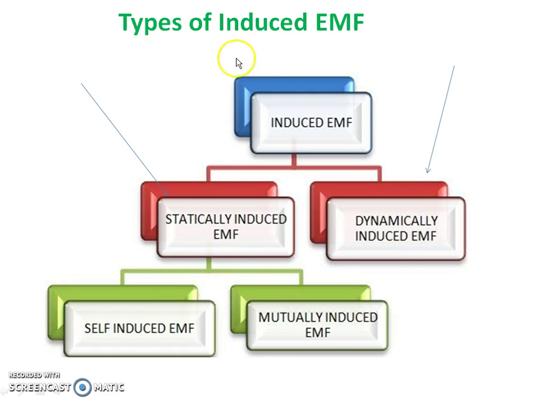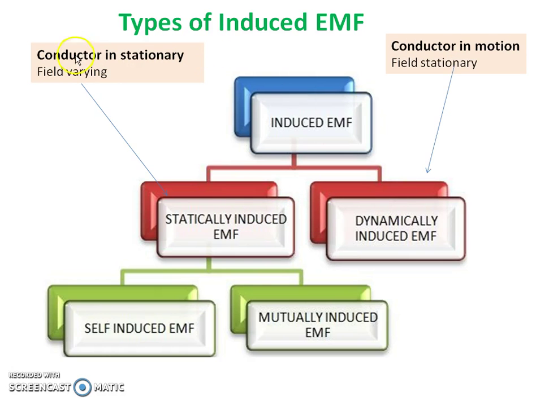Now we will see different types of induced EMF. Basically, there are two types: statically induced EMF and dynamically induced EMF. Statically induced EMF is one in which the conductor is stationary and the field is varying, by having an alternating source. Dynamically induced EMF is one in which the conductor is in motion and the field is stationary. Statically induced EMF also has two types: one is the self-induced EMF and the second is the mutually induced EMF.